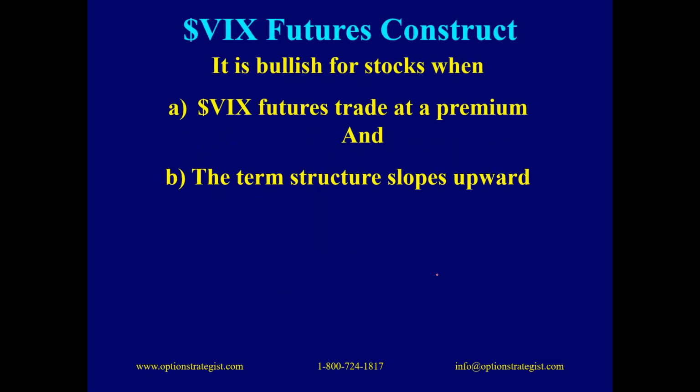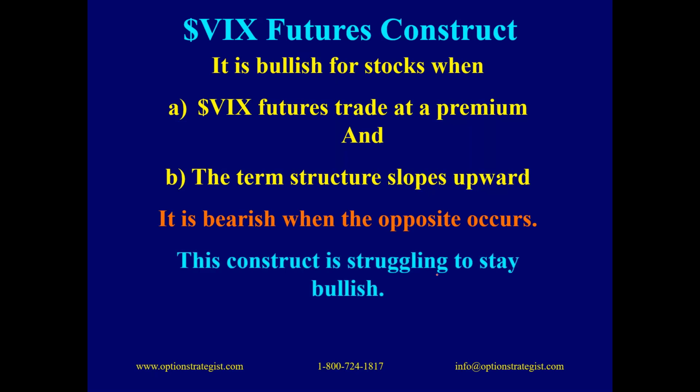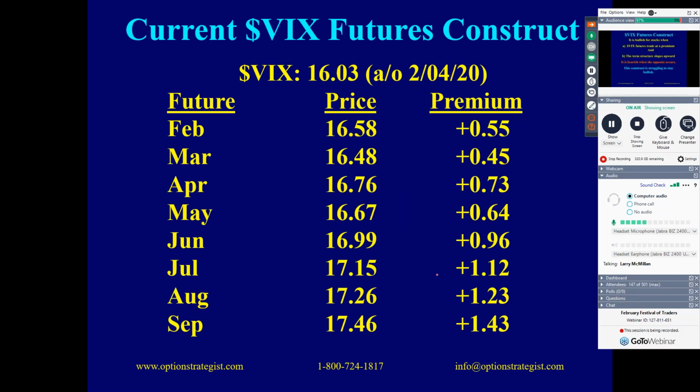So it's bullish again, as I said, when the futures are trading at a premium and the term structure of the VIX futures slopes upwards. But when the opposite happens, it's bearish. So right now, it's struggling to stay bullish, and it's so far managed to do so, but you'll see here with some actual data that it's a little bit tenuous. I grabbed this data about an hour ago, so I could give you as up to date as possible. At that time, VIX was trading at 16.03. As I said, it closed at 16.05. So that's relatively the same thing.